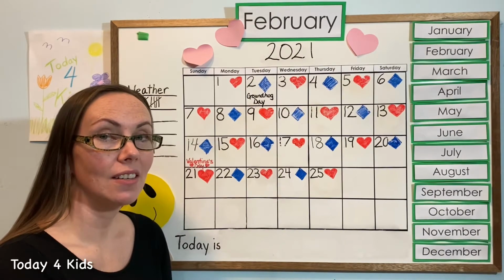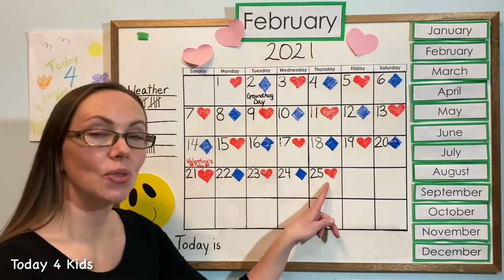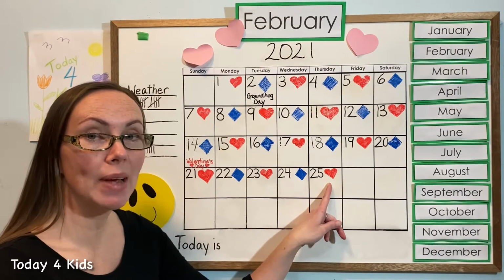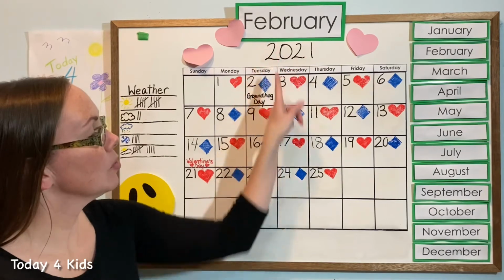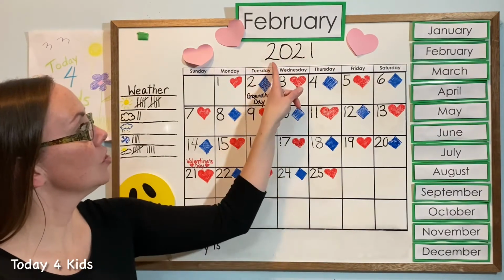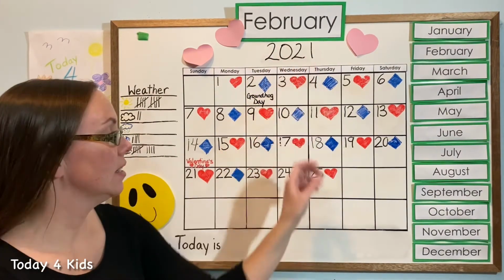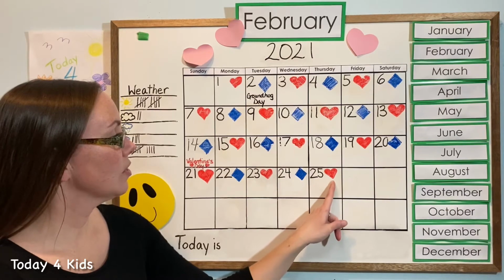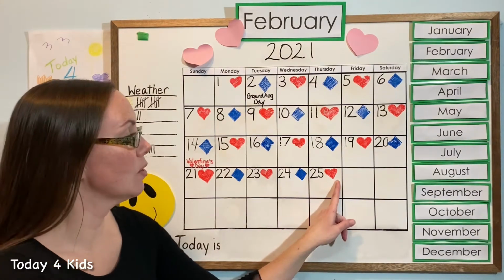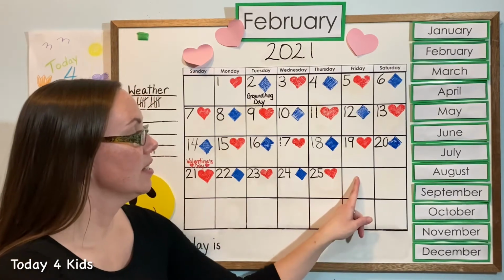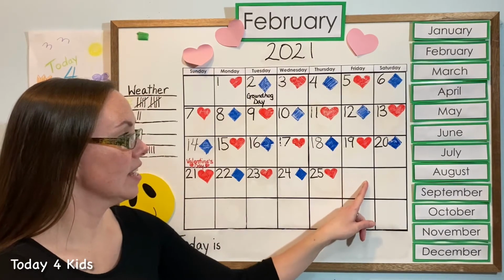What do you think? Did you guess red heart? Red heart was the last shape that we drew in our pattern. That was yesterday. Yesterday was Thursday, February 25th, 2021. So yesterday was red heart, and we're going to move one square over for today because we always go left to right. So we're going to put in our next shape for our pattern.